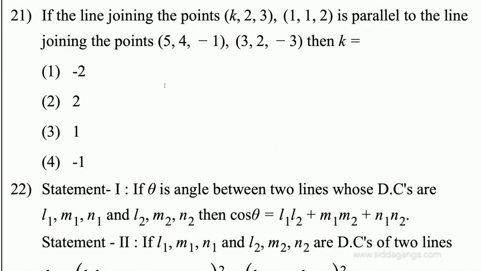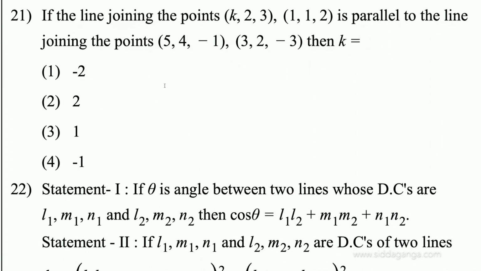So let's move on from question number 20. Question number 21 is like this. If the line joining the points K, 2, 3 and 1, 1, 2 is parallel to the line joining the points 5, 4, -1 and 3, 2, -3, then what is the value of K? So these two lines are parallel to each other. We know that the direction ratios of two parallel lines are in the same proportion.